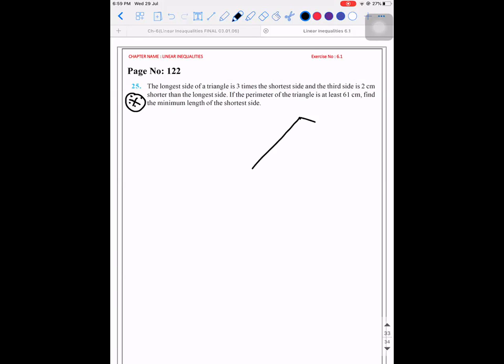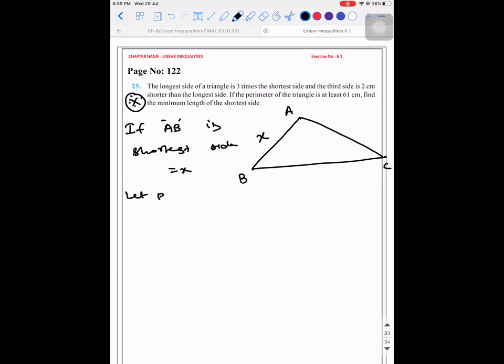So it is some triangle. Let's take it as a scalene triangle. If I take this as ABC, and AB is the shortest side, that is x. Now what are they telling about the longest side? Let BC be the longest side. I don't know which is, so I'm just assuming the longest side. What are they saying about BC? The longest side of a triangle is 3 times the shortest side. So it is 3x. Correct?